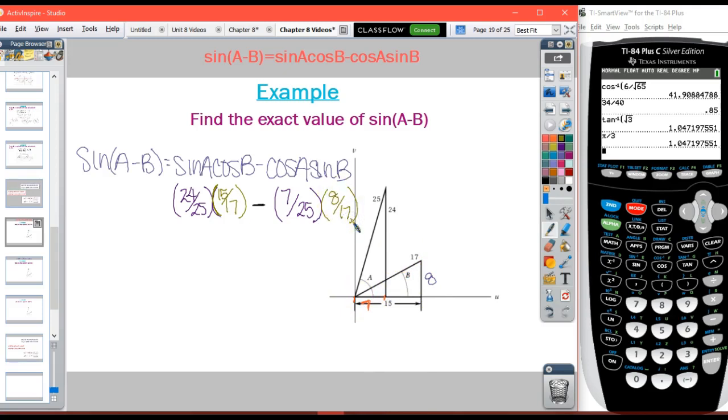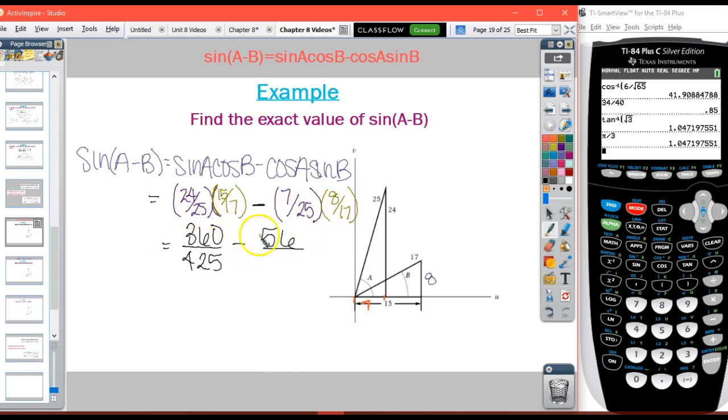Now, before you want to just type this into your calculator, keep in mind that we are searching for an exact value, so we want to avoid decimals here. And so we're just going to multiply these fractions. If I take 24 times 15, that'll end up giving me 360. 25 times 17 is 425. I'm going to subtract 7 times 8, which is 56.